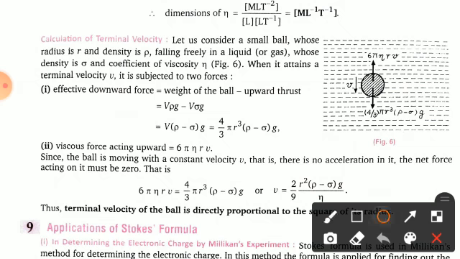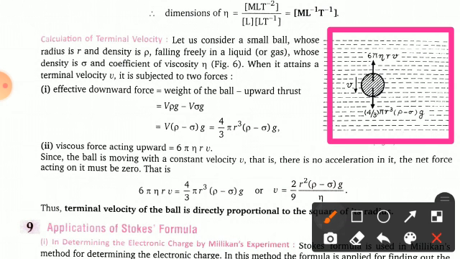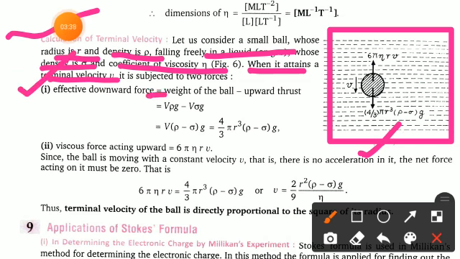Calculation of the terminal velocity. You can see here from this figure how we calculate the terminal velocity. Let us consider a small ball whose radius is r, and density is rho, falling freely in a liquid or gas whose density is sigma and coefficient of viscosity is eta. You can see from this figure number 6. When it attains a terminal velocity v, it is subjected to two forces. The first one is in the downward direction and the second force is in the upward direction. So how much is the effective force? Weight of the ball minus upward thrust. Here this is the upward thrust and the weight is acting vertically downward.